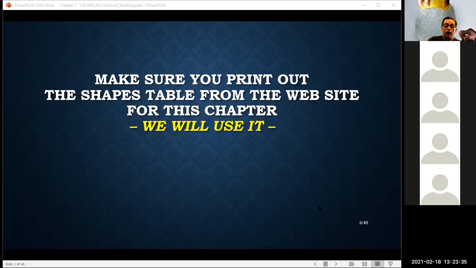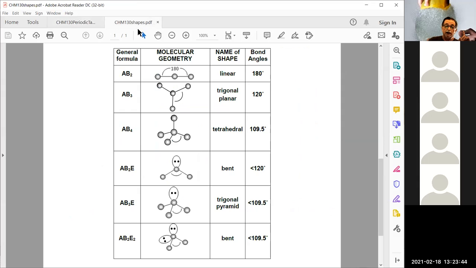Now, there's, of course, a shapes table. Let me pull that up. If you've not done that, make sure you download it. We're going to use it quite a bit in this chapter, because it tells us the shape of the compounds we're working with. We're going to put them together, and we're going to notice there are 4 columns. The first column is the general formula. I've highlighted that in blue.